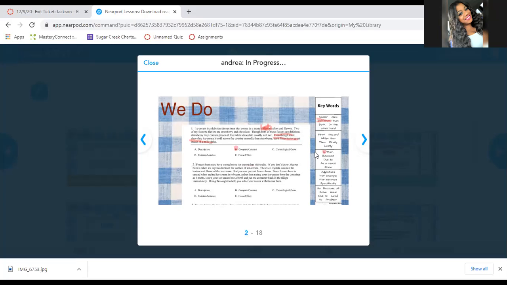So, Andrea, I see that you have some things underlined, but I only asked you to underline the key words. So, the key words that you see on your right hand side, which of those words did you see? I see you have different underlined. I see you have if in there, but I don't see if in the passage.